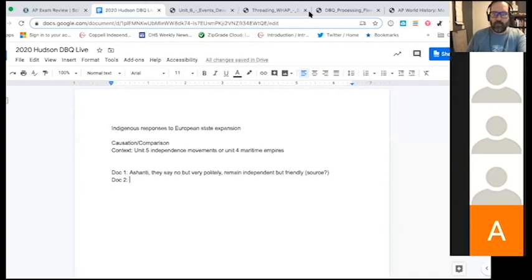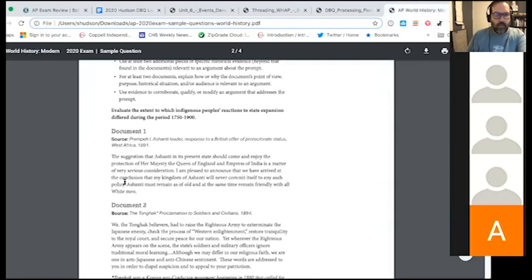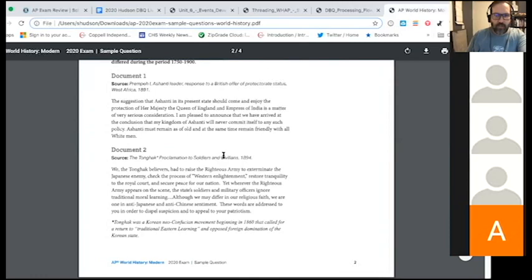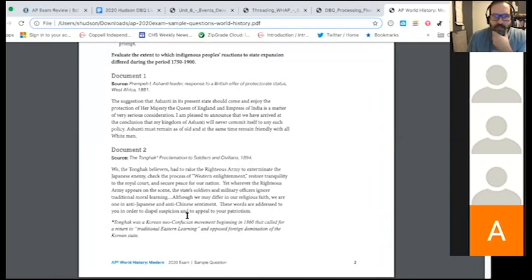All right. Document 2. The Tongauk Proclamation to Soldiers and Civilians, 1894. Tongauk was a Korean Neo-Confucian movement beginning in 1860 that called for a return to traditional Eastern learning and opposed foreign domination of the Korean state. So what do I know from the source already? I'm going to assume this is going to be a big fat no, and they're going to tell them to go take their European stuff somewhere else.